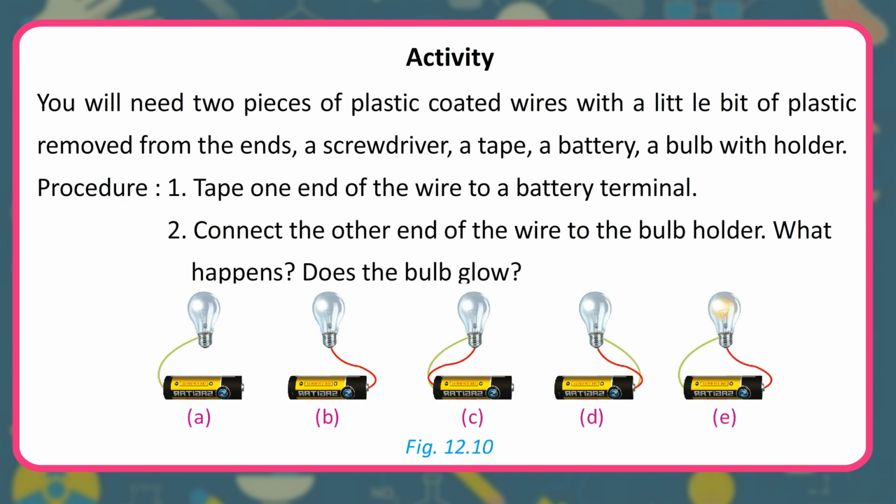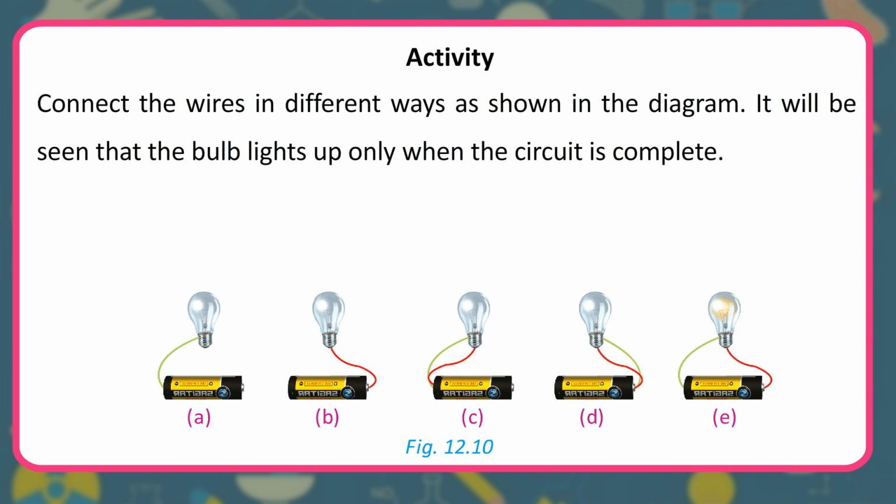Activity. You will need two pieces of plastic-coated wires with a little bit of plastic removed from the ends, a screwdriver, a tape, a battery, a bulb with holder. Procedure: 1. Tape one end of the wire to a battery terminal. 2. Connect the other end of the wire to the bulb holder. What happens? Does the bulb glow? Connect the wires in different ways as shown in the diagram. It will be seen that the bulb lights up only when the circuit is complete.